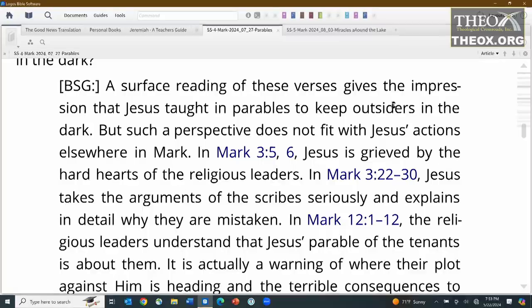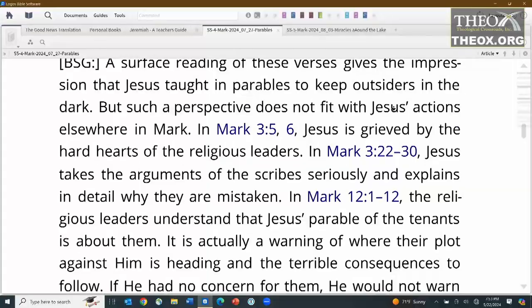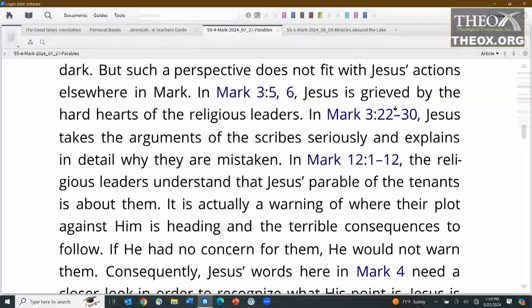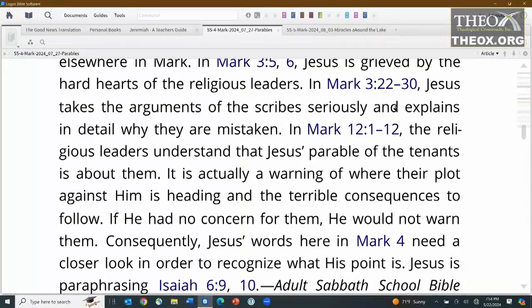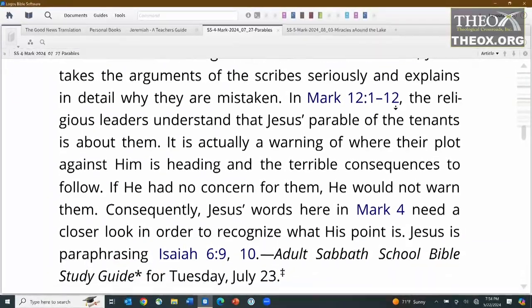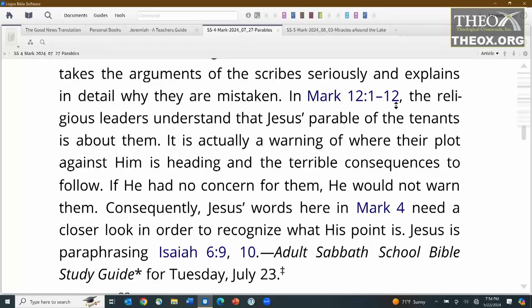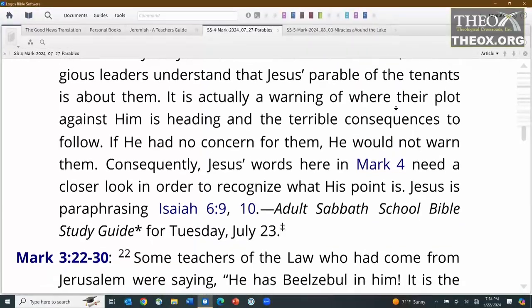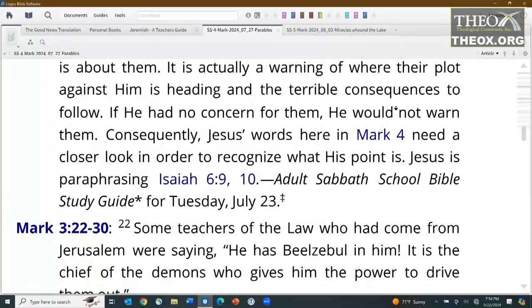In Mark 12:1 through 12, the religious leaders understand that Jesus' parable of the tenants is about them. It is actually a warning of where their plot against him is heading and the terrible consequences to follow. If he had no concern for them, he would not warn them. Consequently, Jesus' words here in Mark 4 need a closer look in order to recognize what his point is. Jesus is paraphrasing Isaiah 6:9 and 10.